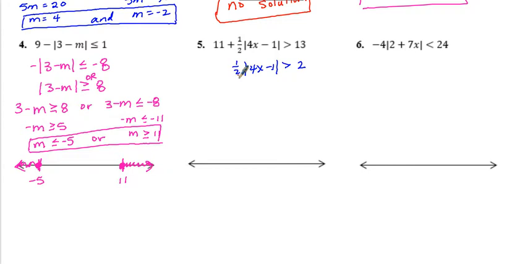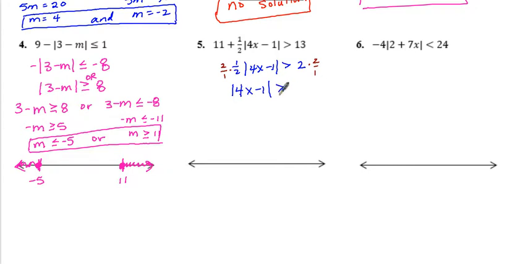Well, in order to get rid of it, we need to either divide by a half, or I like to think of it as multiplying by its reciprocal, 2 over 1, which is the same thing. Dividing by a half, multiplying by the reciprocal, same thing. So that's how we get rid of that. 2 over 1 times a half goes away, so I'm left with just the absolute value of 4x minus 1.